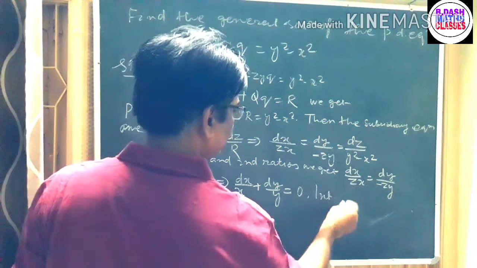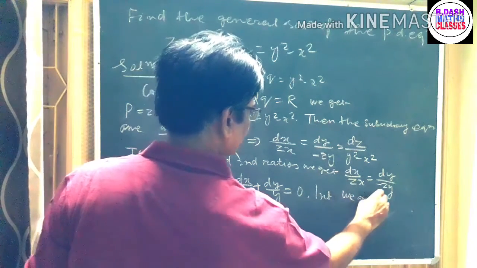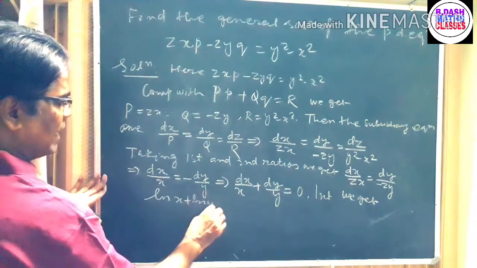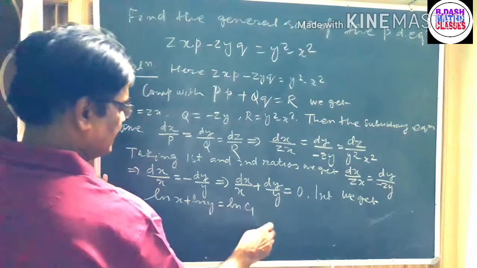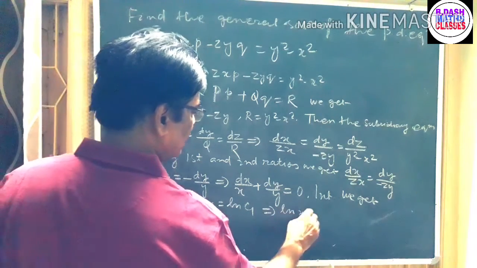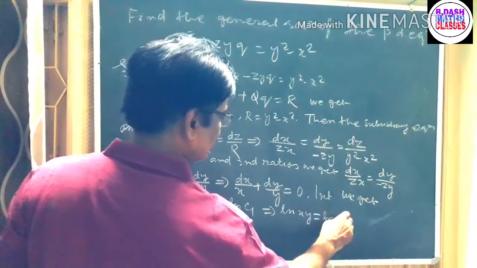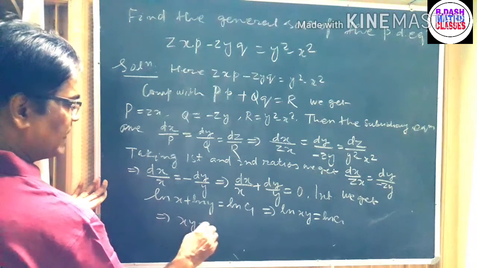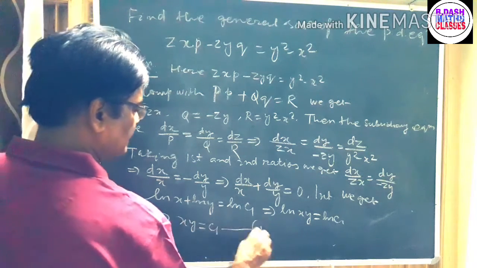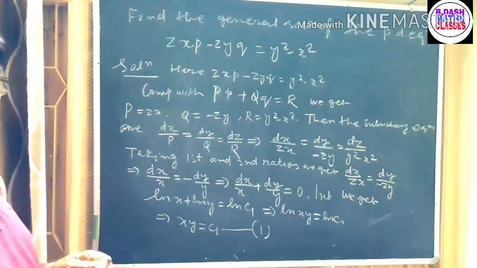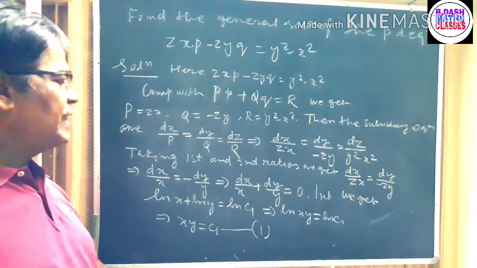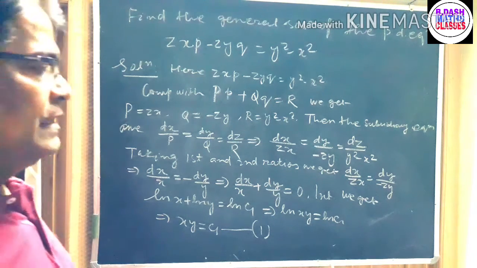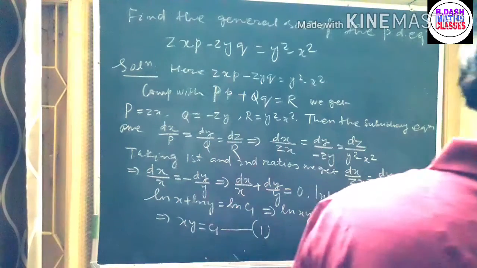Now integrating, we get ln x plus ln y is equal to ln c1. This gives you ln xy is equal to ln c1. This gives xy is equal to c1. So let us take this as equation 1. So we are getting one solution. Now let us proceed for the second solution.